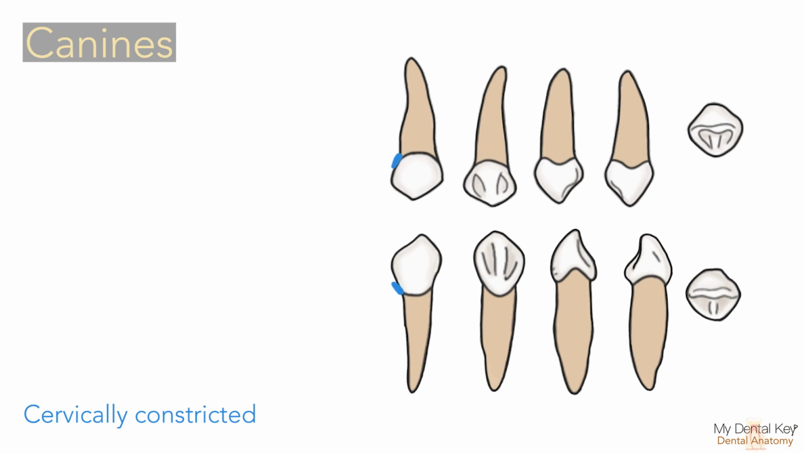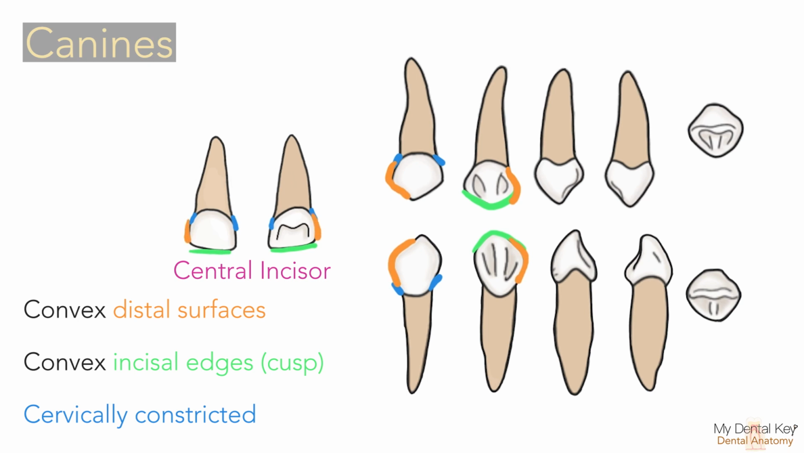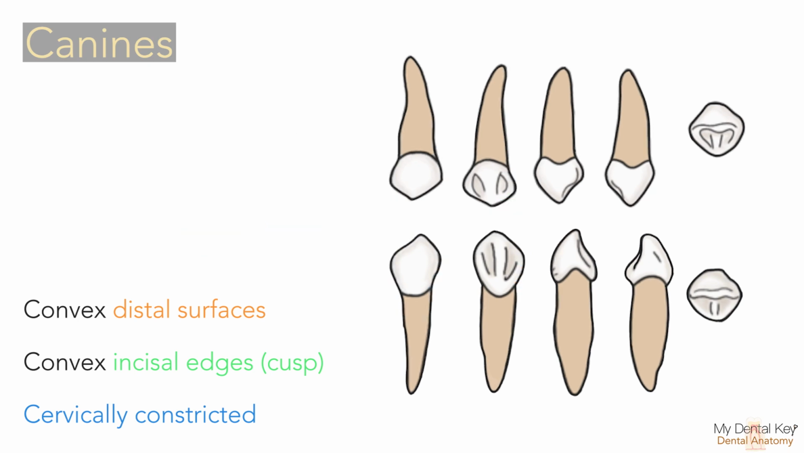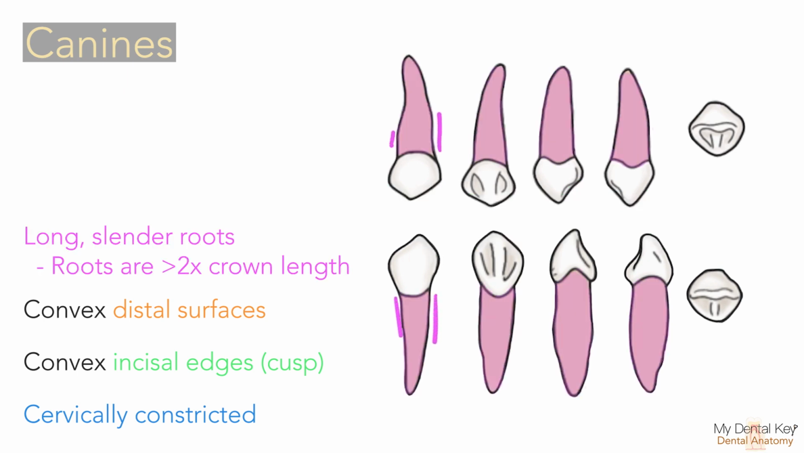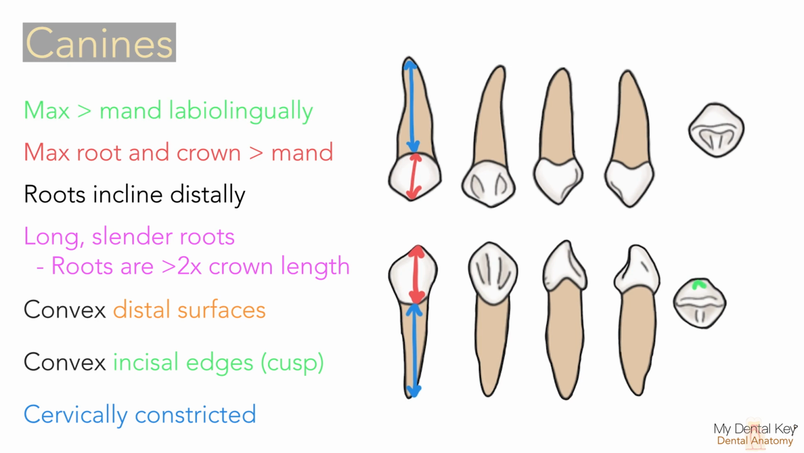Canines are more constricted at the cervical regions and have more convex incisal and distal surfaces compared to the incisors. The canines have a sharp cusp instead of a straight incisal edge. They have longer, slender, tapering roots that are more than twice the length of their crowns. Their roots are usually inclined distally. The mandibular canine has a shorter crown and root and is not as large labiolingually compared to the maxillary canine.